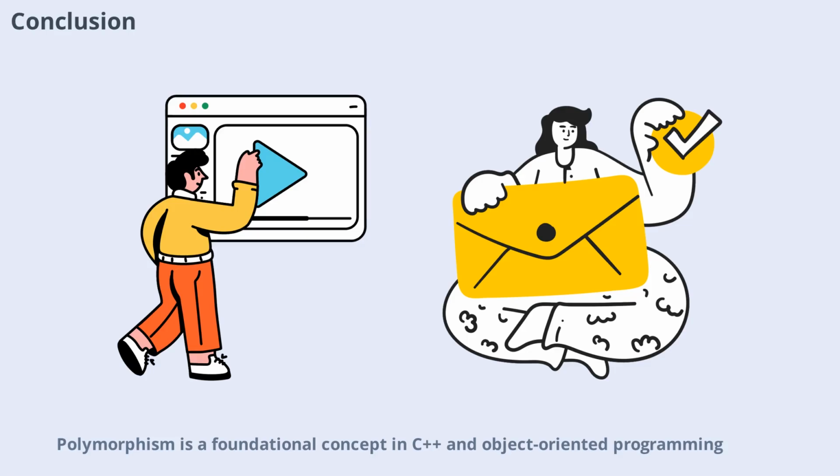Polymorphism is a foundational concept in C++ and object-oriented programming. By mastering it, you unlock the ability to write code that is flexible, reusable, and easy to maintain. Remember to use virtual functions, understand the difference between compile-time and runtime polymorphism, and always follow best practices. With these skills, you'll be well equipped to tackle any programming challenge.